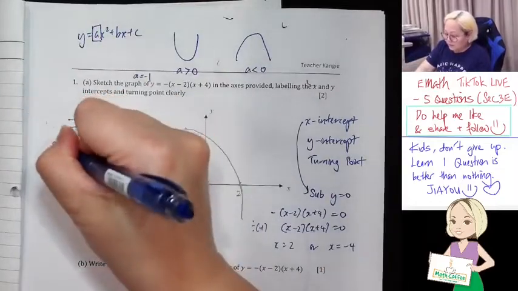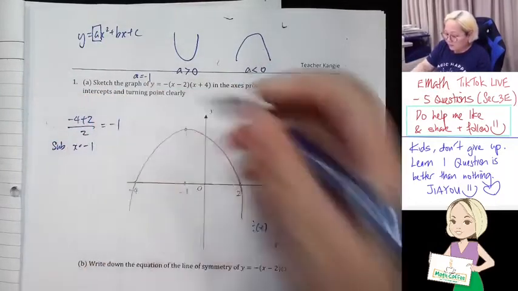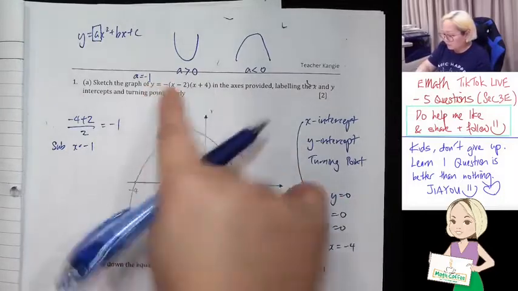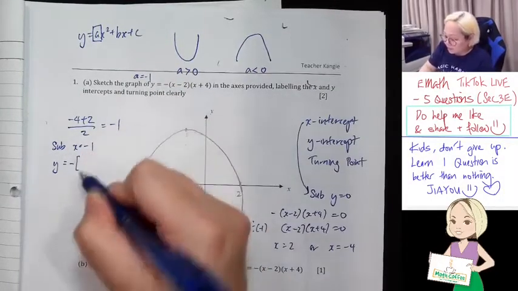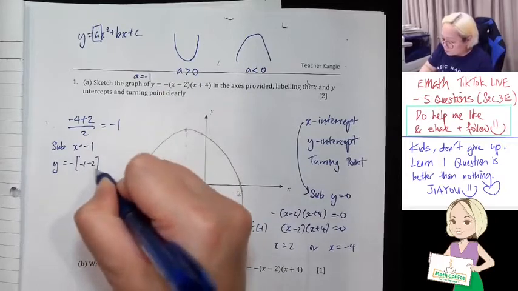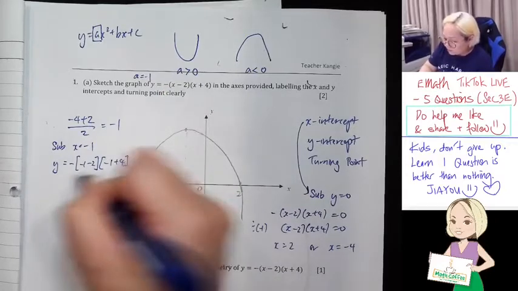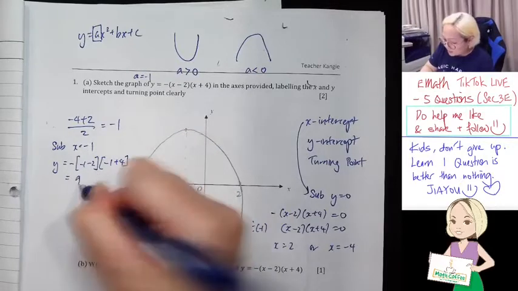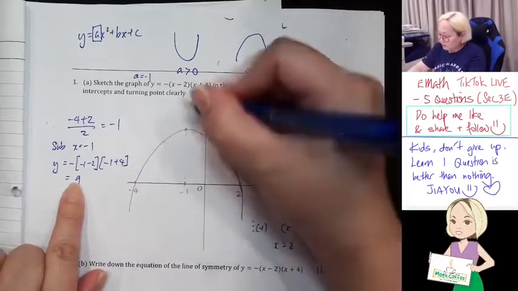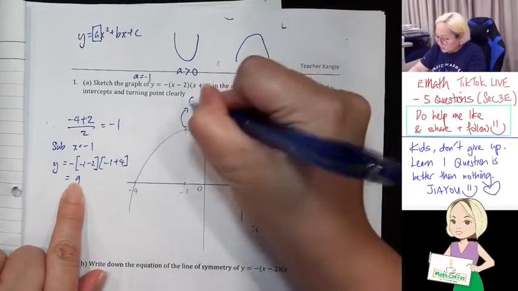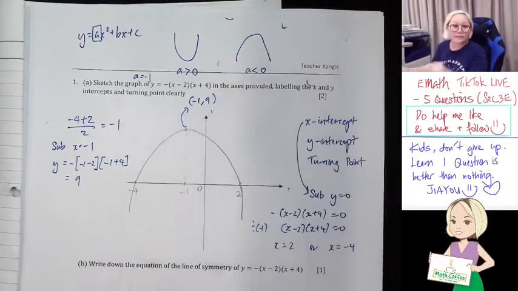So let's sub in x equals to -1 into this one. So my y will be equals to minus, bracket, -1 minus 2, -1 plus 4, and that will give me 9. Okay, this one I leave it to you to press calculator. So I know this point here is -1, 9.